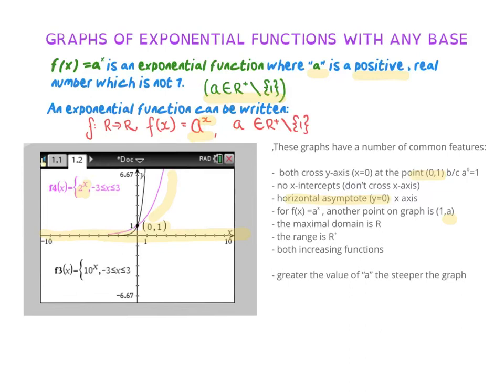The maximal domain is the real field. We can see if we go along here, it's taking on any x value, but the range, the y values, it's only going along up here, so it's only positive real. They're both increasing, so they're both going up, and the greater the value of a, we saw a dilation there. We saw if it was 10, it was skinnier, steeper. Okay, so we've looked at a couple of things on the graph.